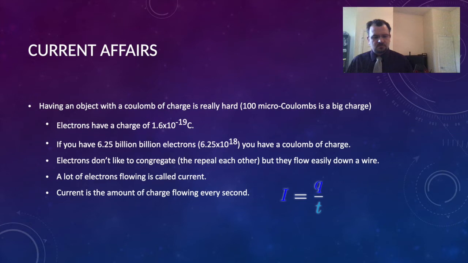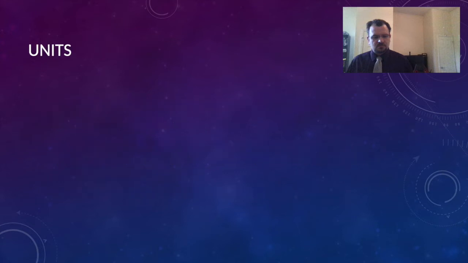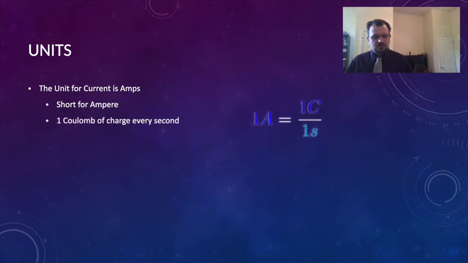The reason why I is the symbol of current is because in the early days of electrical circuits, it was called intensité. And if you don't like that, blame the French. So let's talk units for a moment. The unit for current is amps, and that's short for ampere. Now you know the name of the Frenchman that you should blame. So 1 coulomb of charge every second is going to equal 1 amp. So 1 amp is going to be 1 coulomb of charge flowing through a wire every second.